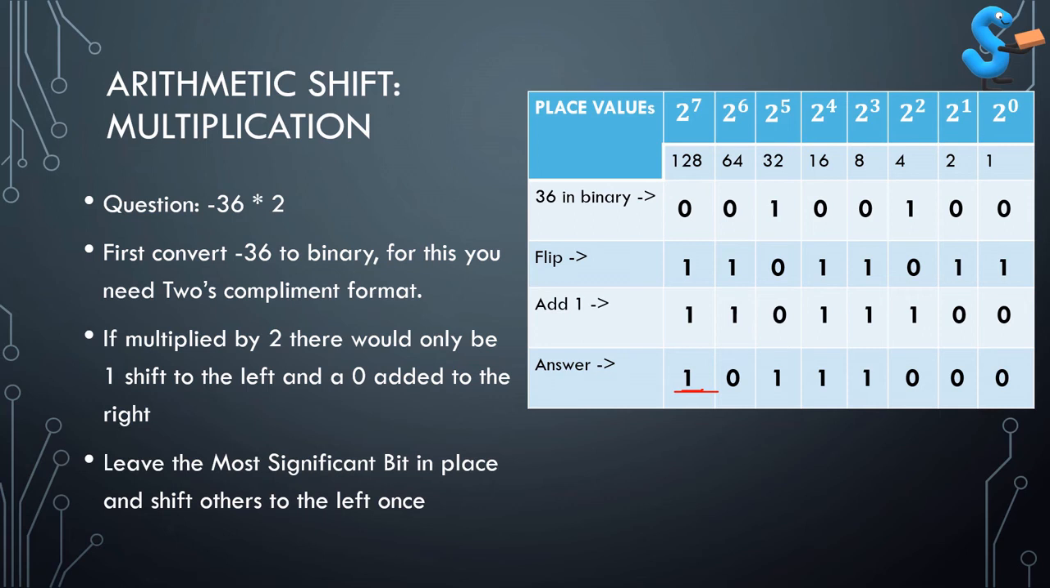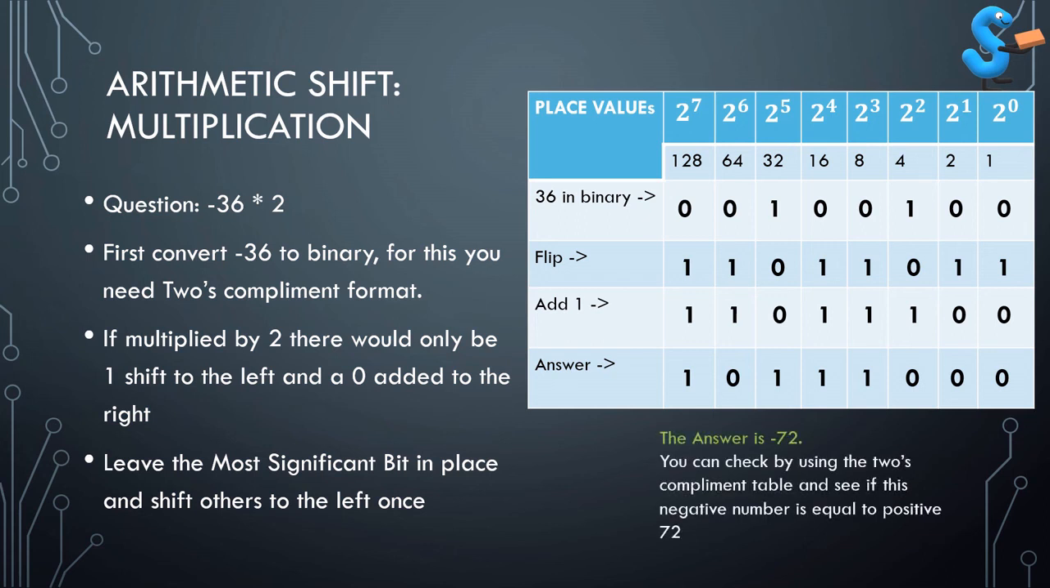So you're multiplying negative 36 by 2. This 1 acts as your negative sign, so you ignore it as if it doesn't exist. And this 1 here, when it's shifted, is ignored and you pretend it wasn't there. And this binary digit ends up over here. So your answer should be negative 72.